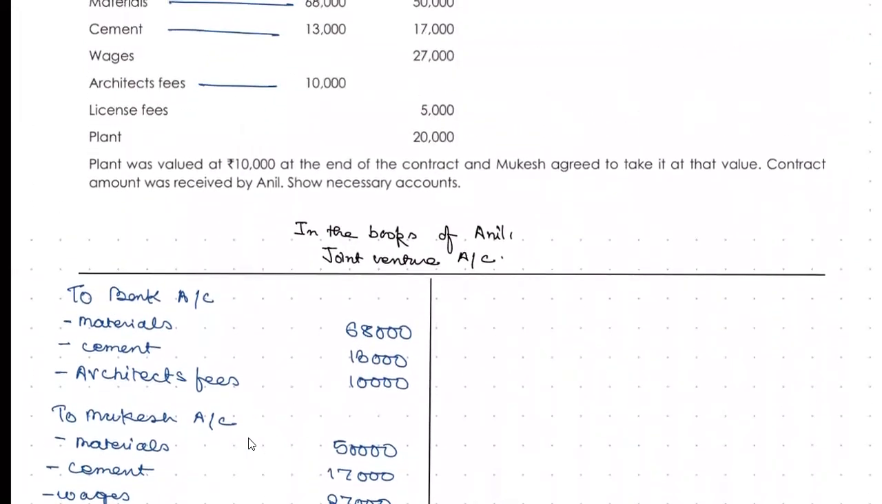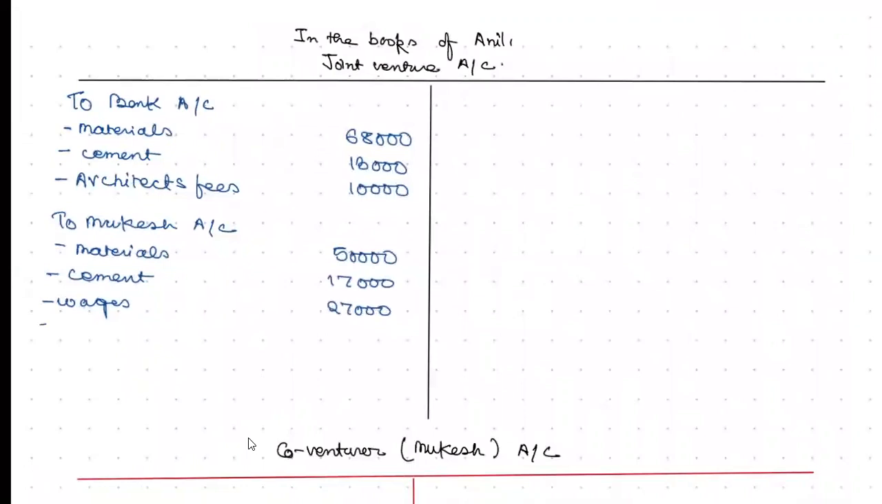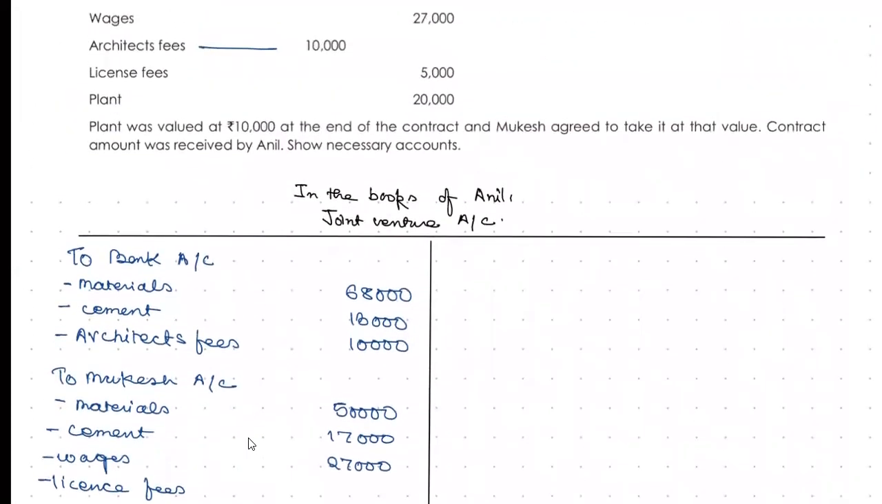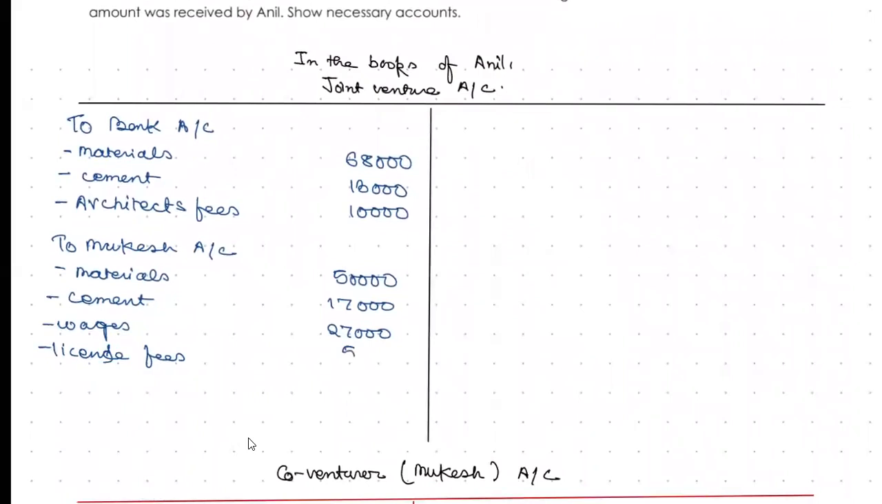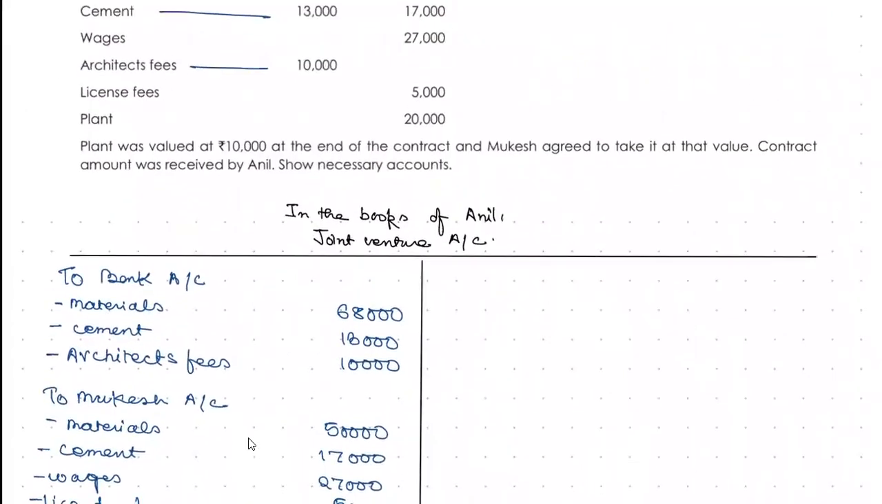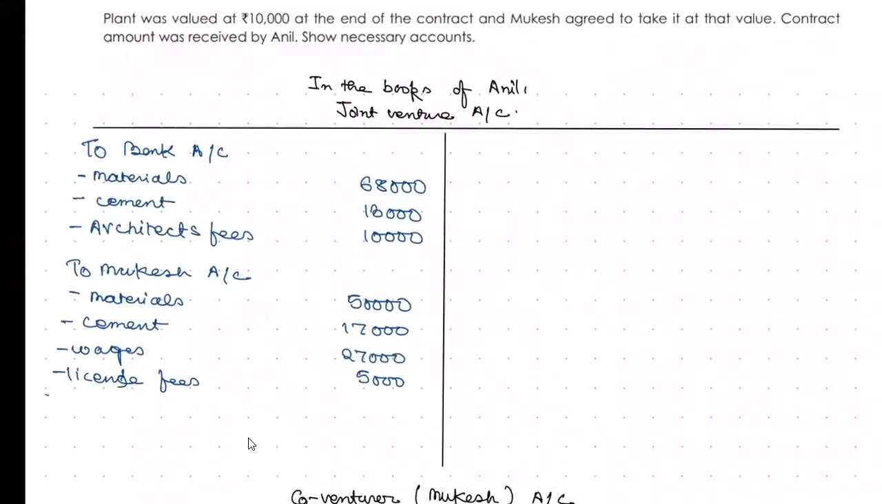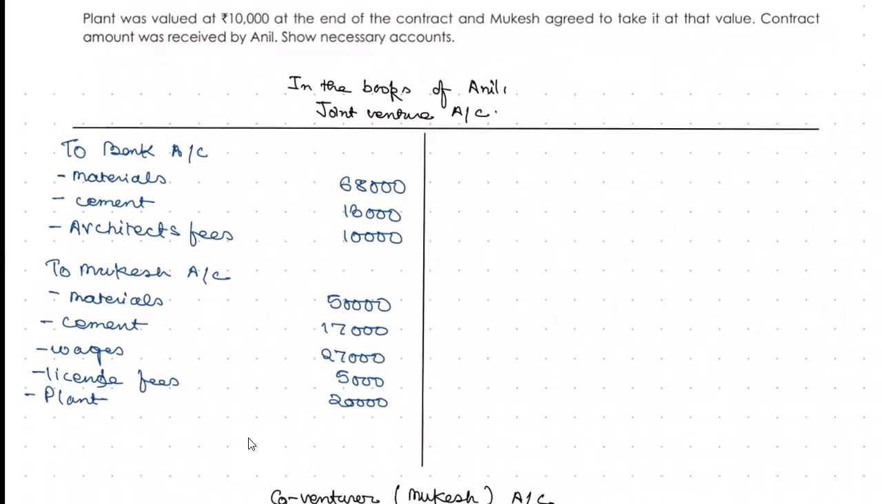Then he has no architect fees, he has license fees, 5,000. And there is a plant as well. He has supplied a plant as well, 20,000. Correct. These are all the expenses side of a joint venture.